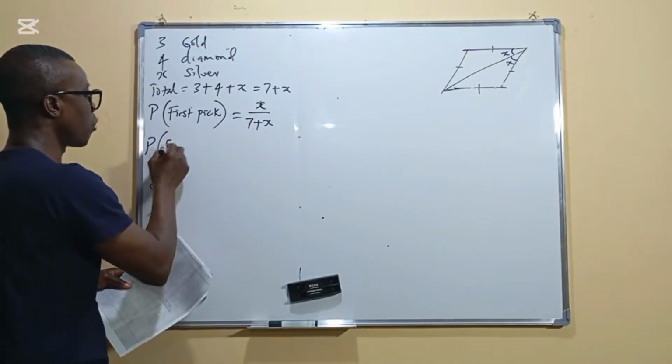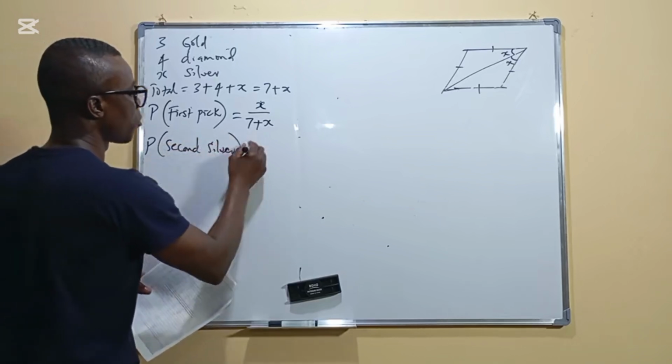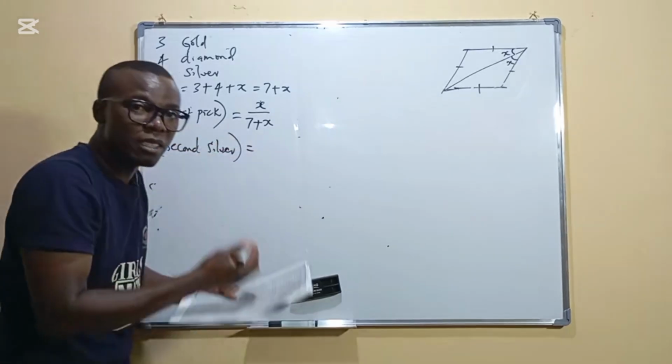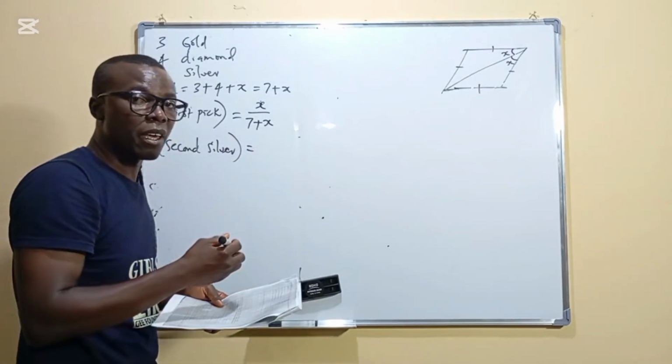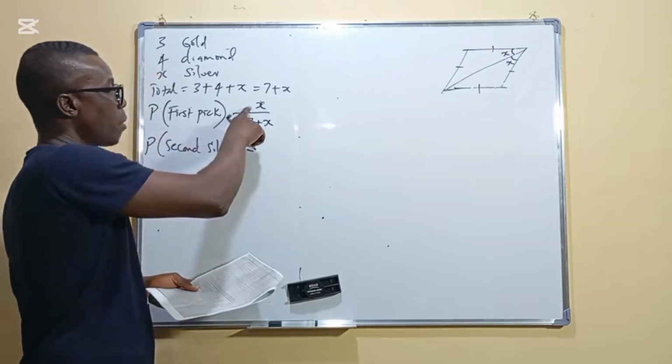So the probability of picking the second silver. Now, how many silver do we have in the basket? Because initially we picked 1 out. That is talking about this. We picked 1.